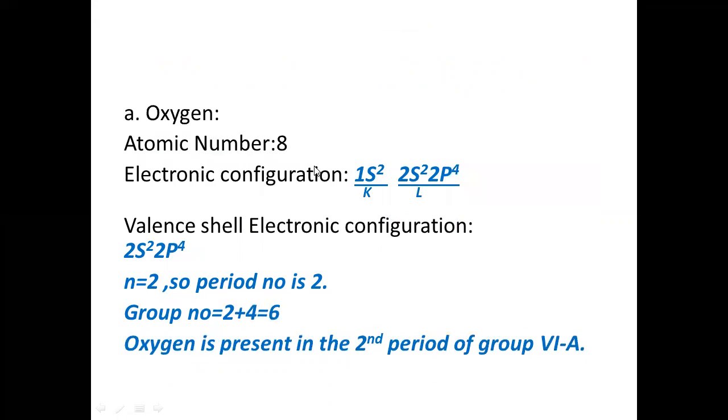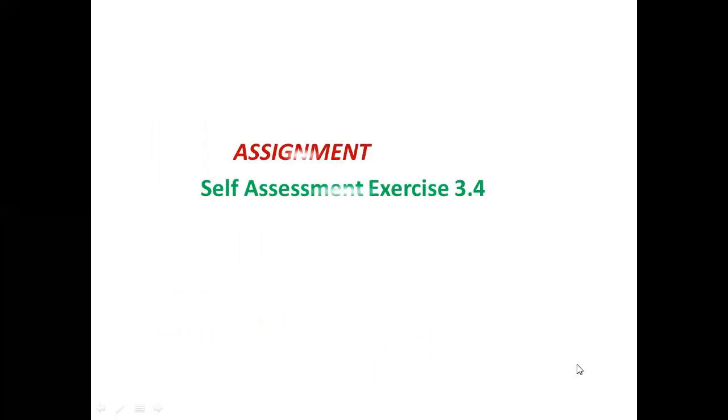Oxygen's atomic number is 8, and the configuration is 1s2, 2s2, 2p4. So the valence shell electronic configuration is 2s2, 2p4. The n value is 2 and the total number of electrons is 4 plus 2, equal to 6. So oxygen is present in the second period of group 6A. Self-assessment exercise 3.4 is your assignment, the same as this question, and it is very easy.